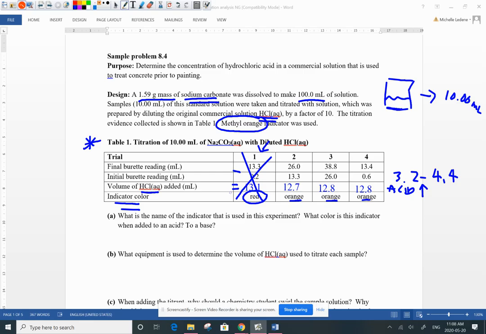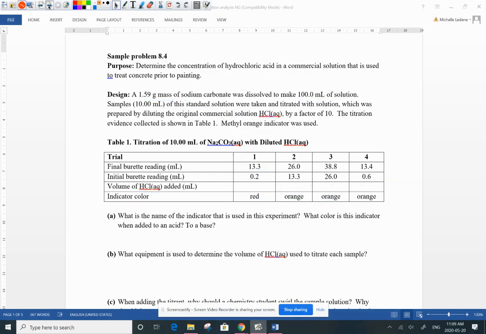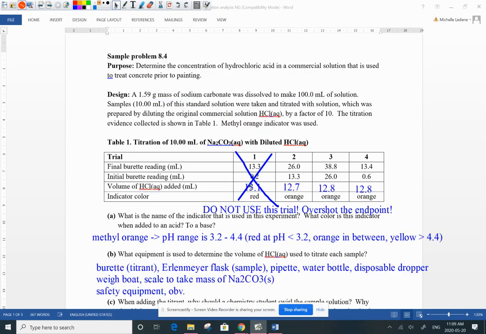We're going to trash that trial, but we want to use these 3 trials here. They're all within 0.2 of one another. And so we are going to use them to do our calculations. So I'm not using this first trial. We overshot the endpoint. So we're going to average out these next 3. What's the name of the indicator? Well, I just said that's methyl orange. And so he's going to be red at the acid end, less than or equal to 3.2. He's going to be orange in between the range here, between 3.2 and 4.4, and anything above 4.4 in the base end of the spectrum, he's going to be yellow.